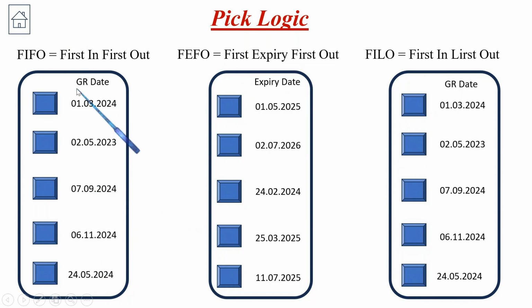So these are GR dates, meaning receiving dates of these products. Which one is the older product in our warehouse? 2023, yes, we received it in the year 2023. So once we get any order for this product, the system will automatically issue this product instead of someone manually going there, because this product is getting old in our warehouse.